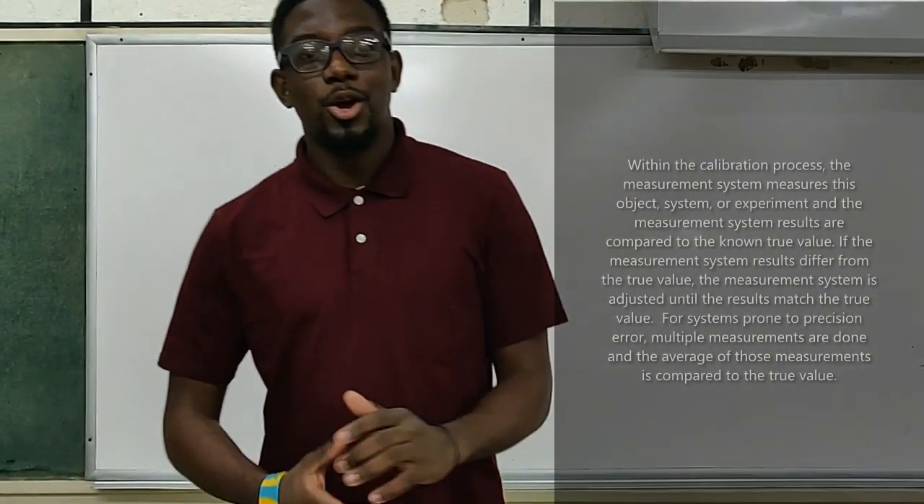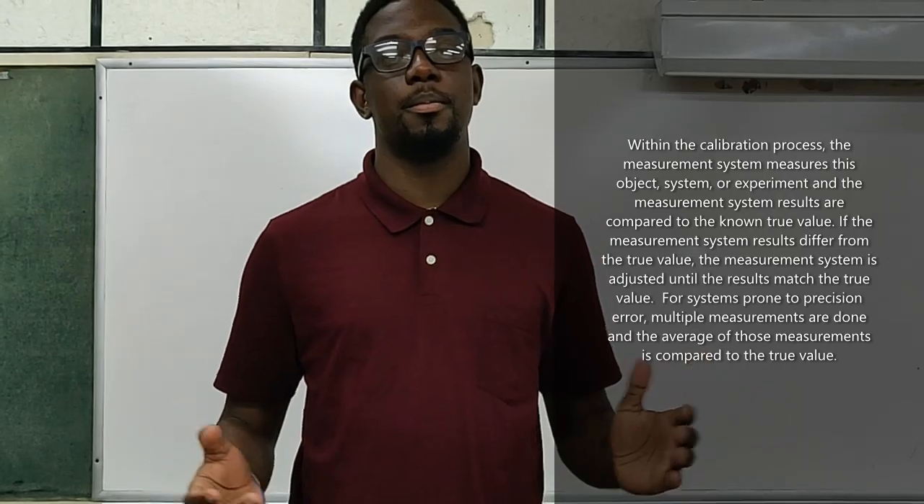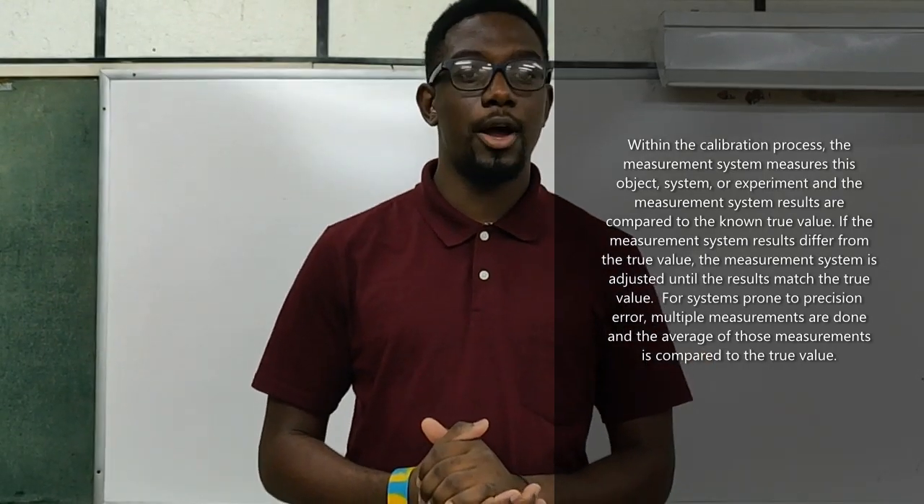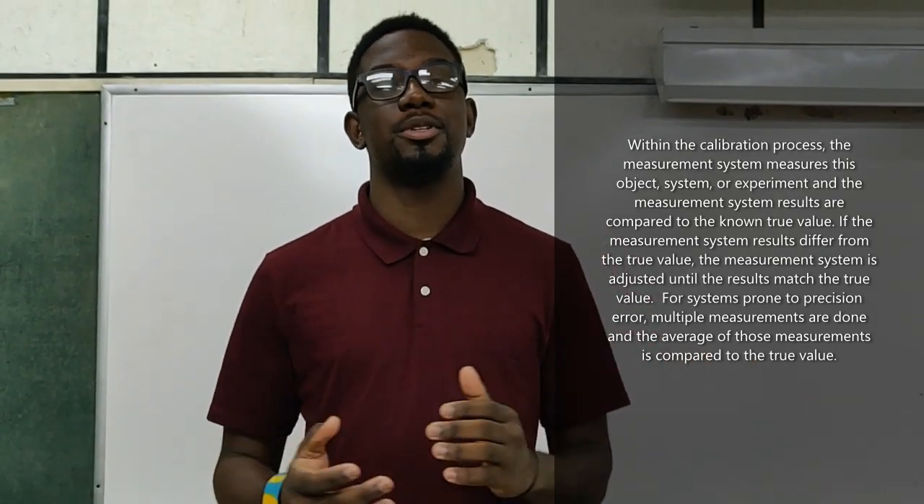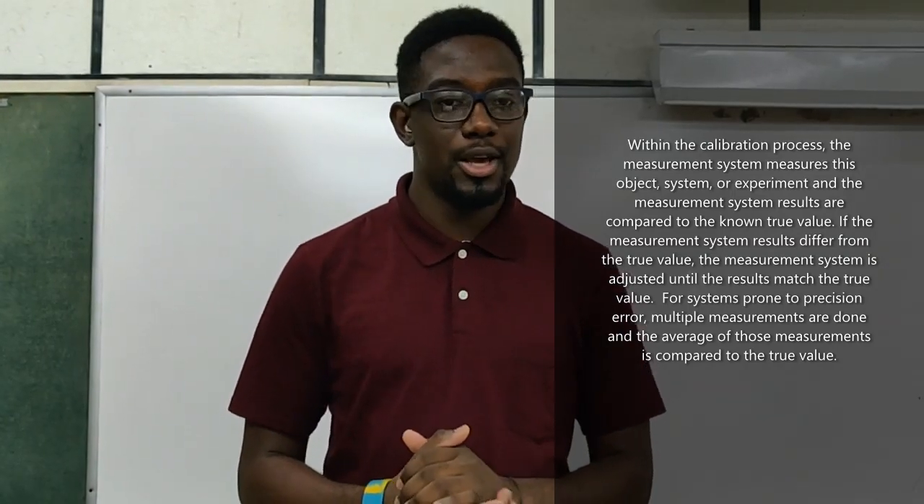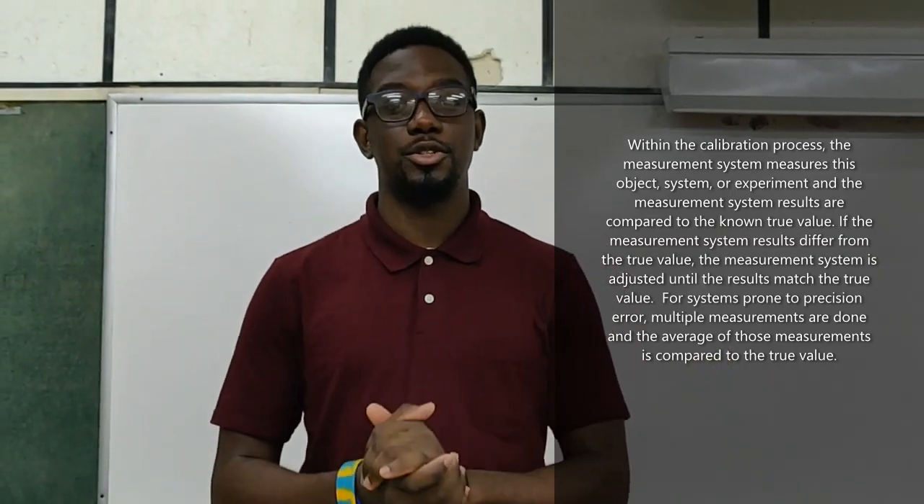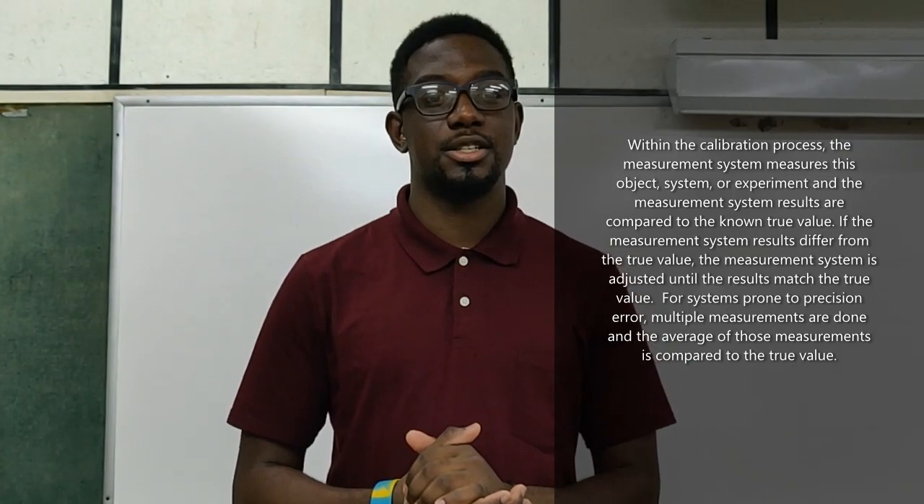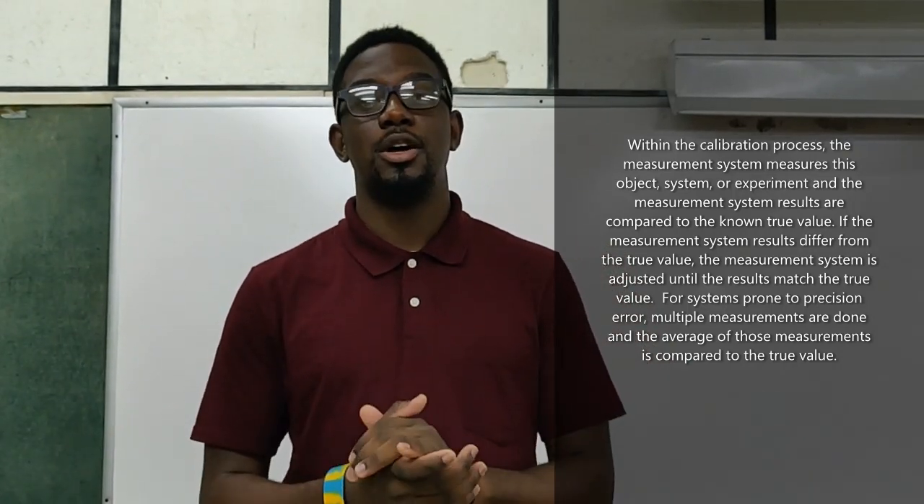Oh, and another thing. With the calibration process, the measurement system measures this object, system, or experiment, and the measurement system results are compared to the known true value. If the measurement system results differ from the true value, the measurement system is adjusted until the results match the true value. For systems prone to precision error, multiple measurements are done, and the average of those measurements is compared to the true value.